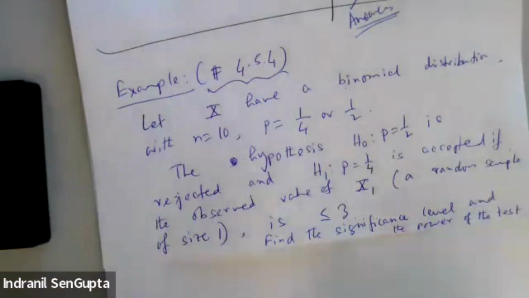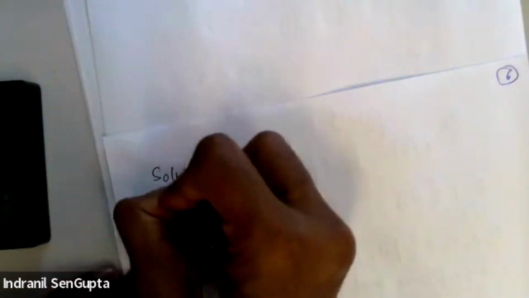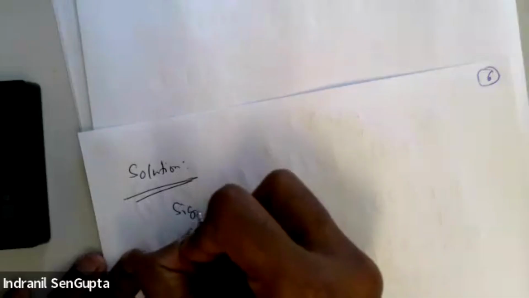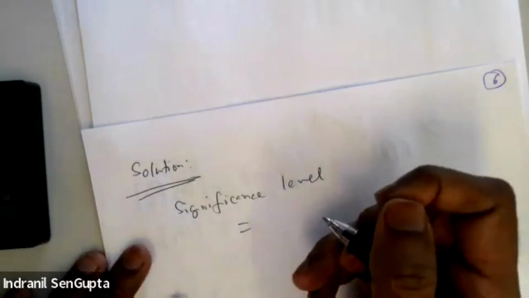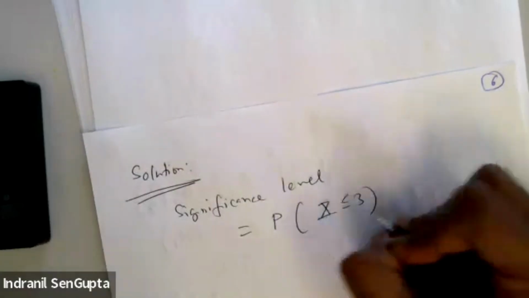So the problem is very similar to the previous one, in the sense that in the last problem, you were also finding the significance level and power of the test. Here, the same thing. Okay, so let's do that. So here's the solution. What is the level of significance? The significance level is the probability that the value of x is less than or equal to 3.